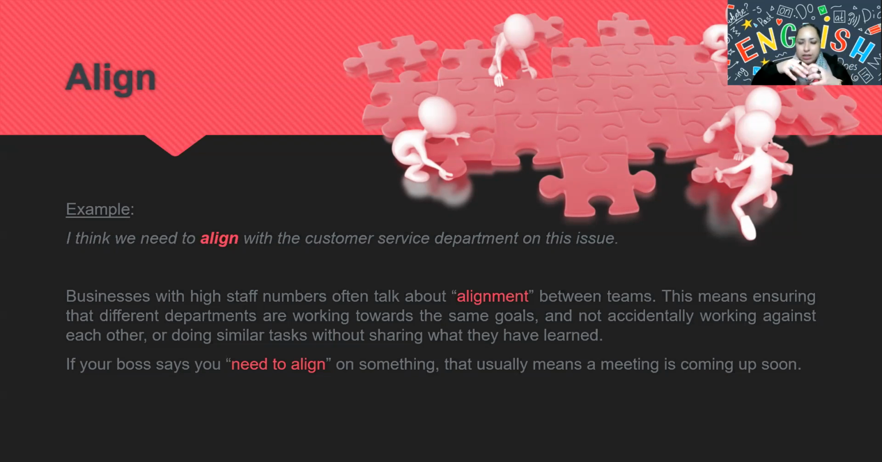To align, that's what this picture shows, when there are four people trying to finish the puzzle. So it's like everyone aligning on the same purpose. If your boss says you need to align on something, that usually means a meeting is coming up soon. Be aware of that.